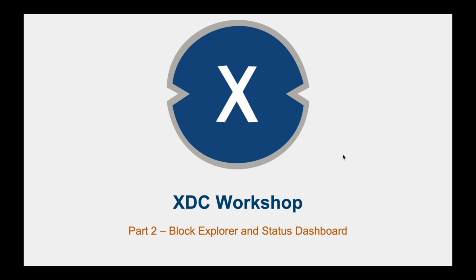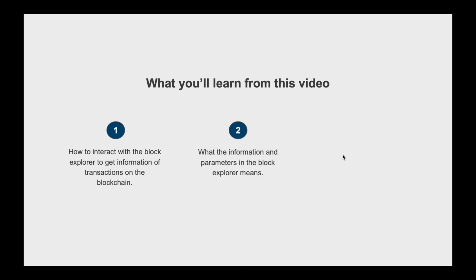Hey everyone, and welcome to the second part of this workshop, where we will be getting an in-depth understanding of how the Block Explorer and the status dashboard work. We'll be learning three major things from this video. The first is to interact with the blockchain's Block Explorer. This will be done using XDC's Block Explorer website. Secondly, we will take a deep dive into what each parameter means on the Block Explorer. And finally, to get a bird's eye view of the status of the blockchain, we'll be using the status dashboard.